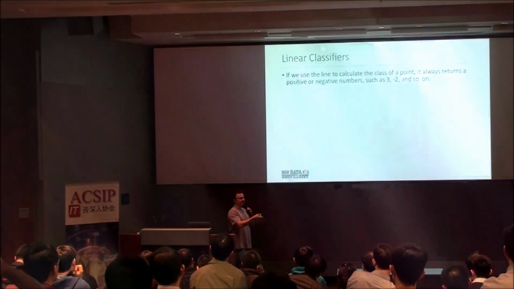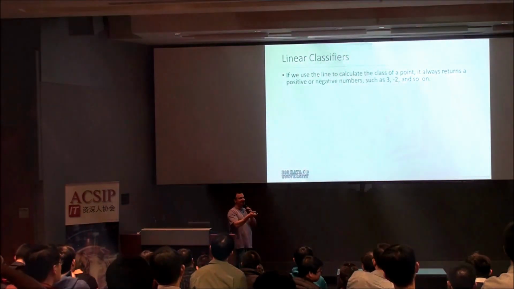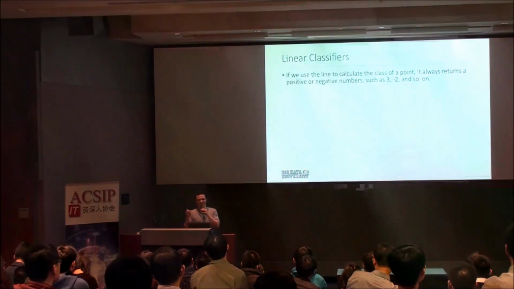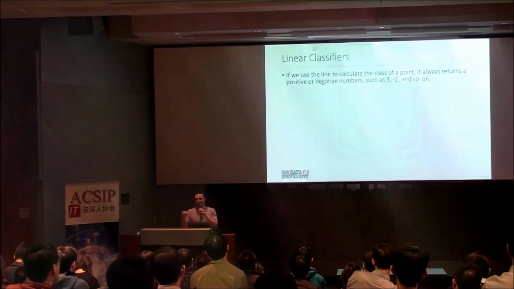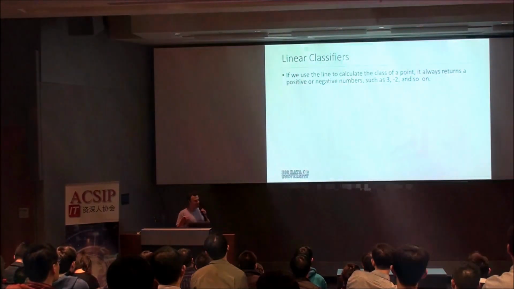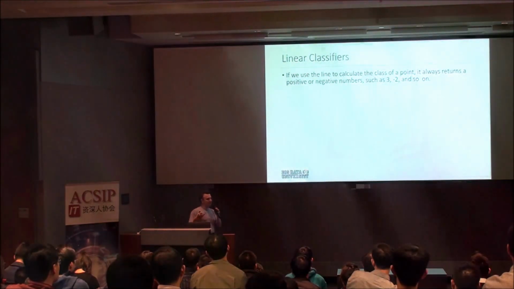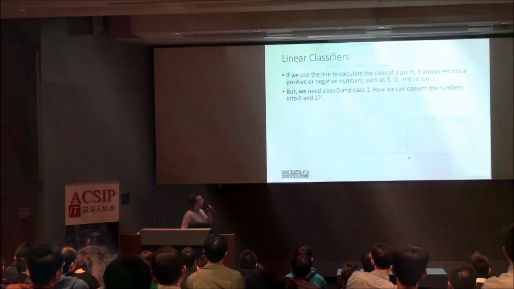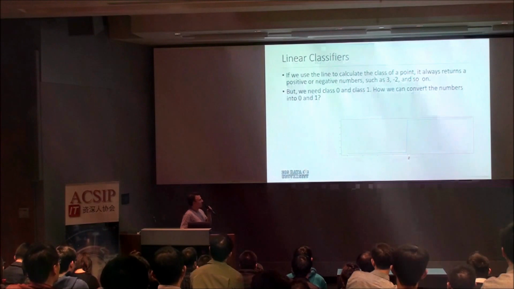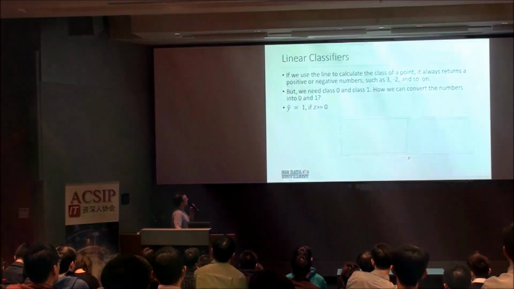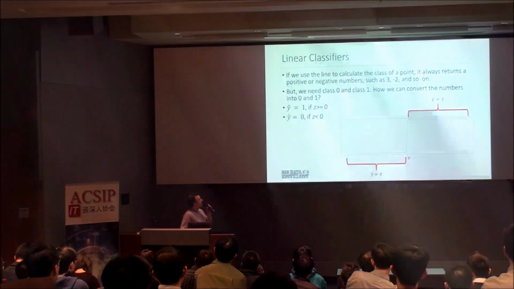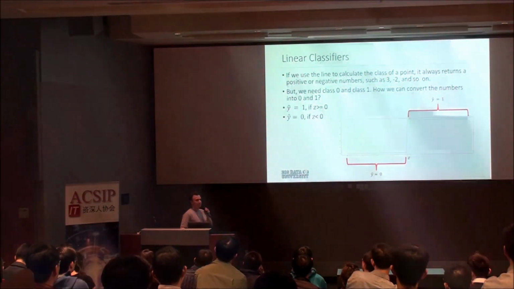Somebody said we can use an if statement, right? But there's a little problem with if statements. We want something in a functional form. So we use the threshold function. If z is greater than 0, we map it to 1. And if z is less than 0, we map it to 0.